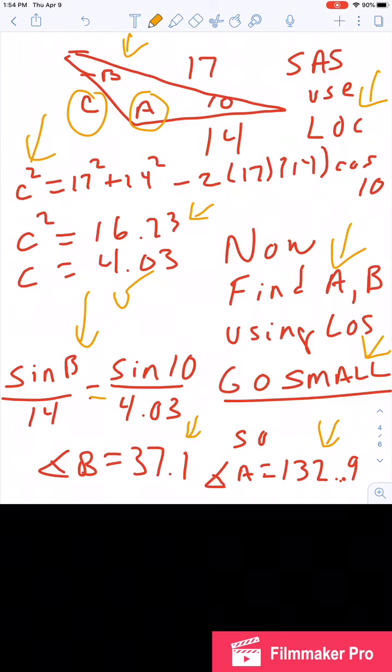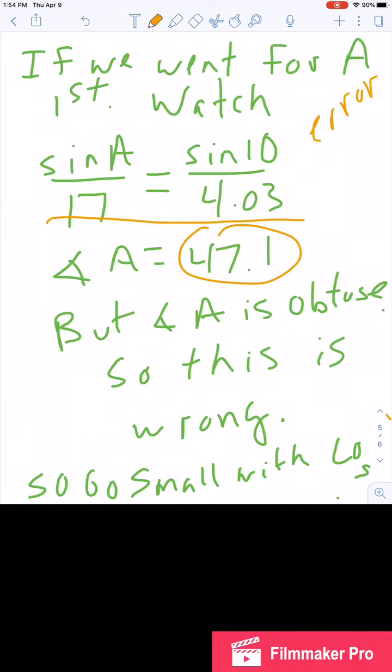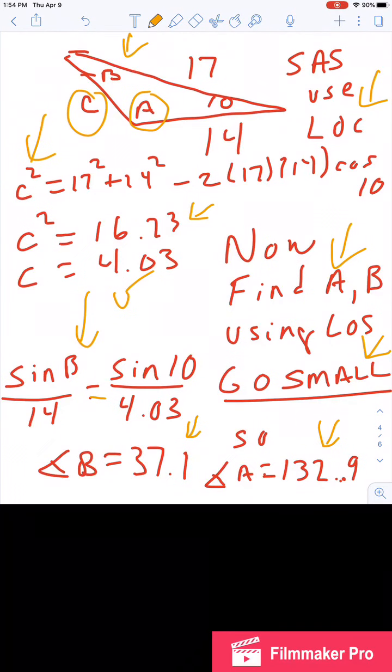Now what if we would have gone for angle A first instead? Okay, if we went for A first, we'd set up this way. Sine A over 17 equals sine 10 over 4.03. This is going to be an error. Okay, your calculator won't flag it though. When we do the work, we get A is 47.1 degrees. Not 108 or whatever it was on the previous slide.